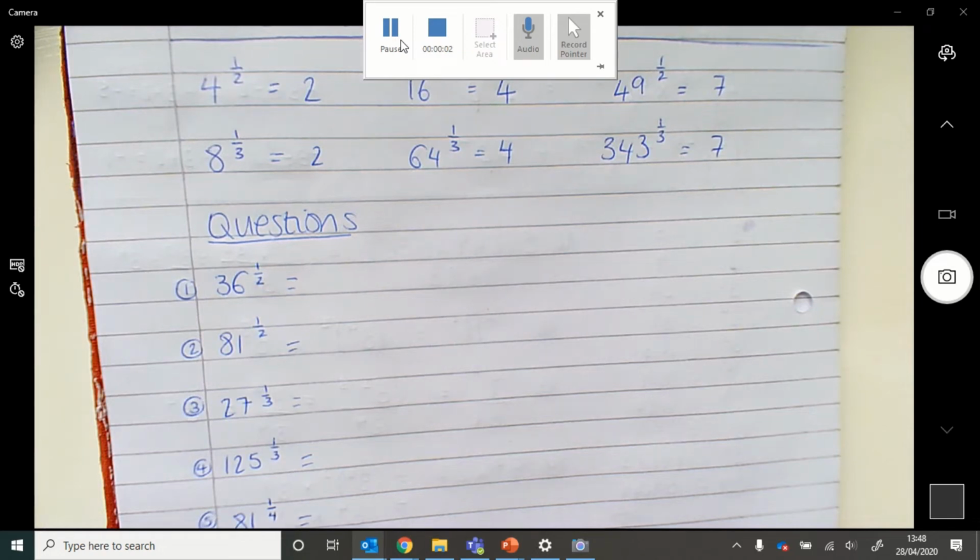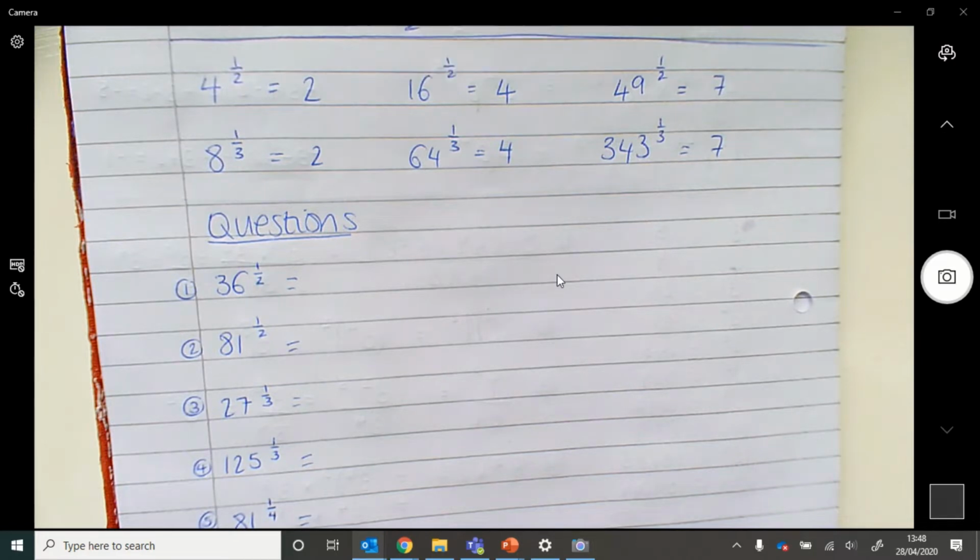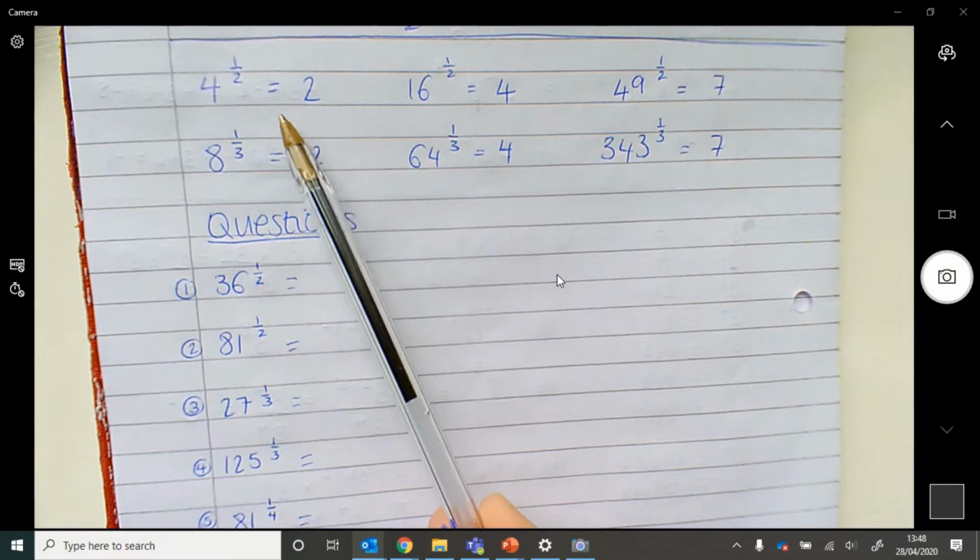Okay, so part 3 of the indices videos that we are going to look at is we're going to think about first fractional powers, and then we're going to think about negative powers, and then we're going to combine them together. Okay, so I've done 6 examples at the top there.